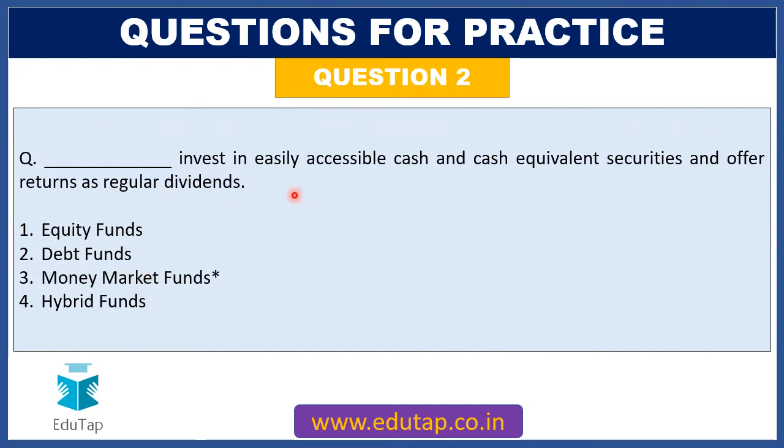So friends, now we have discussed the different types of mutual funds, and now we can easily answer this question: money market funds are the ones which invest in easily accessible cash and cash equivalent securities and offer returns as regular dividends. So clearly the answer to this question is option number 3.